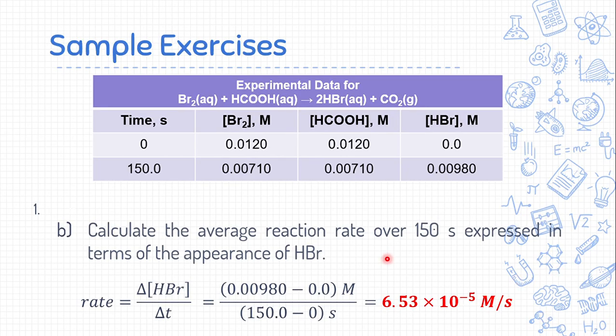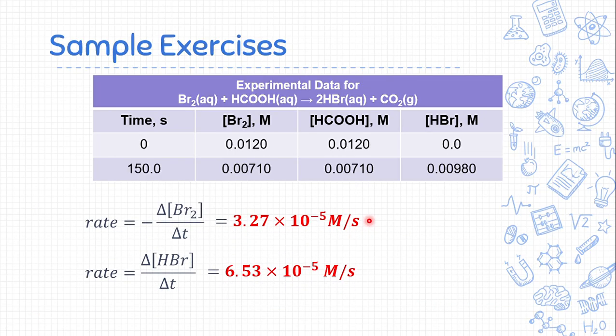Now, let us look at the answers we found for letters A and B. As you can see here, these numbers are all related to one particular reaction, but the rates of disappearance and appearance, particularly the rate of disappearance of our reactant bromine and the rate of appearance of the product hydrogen bromide, are different. Okay, can that be true? Can we have different rates of disappearance and appearance for the same reaction?